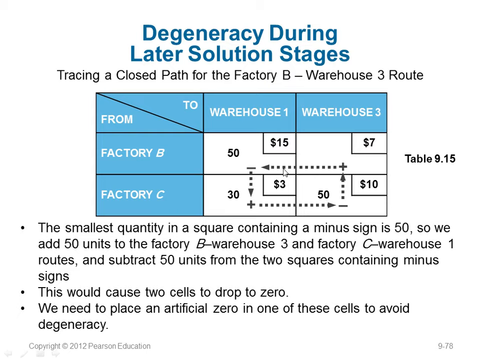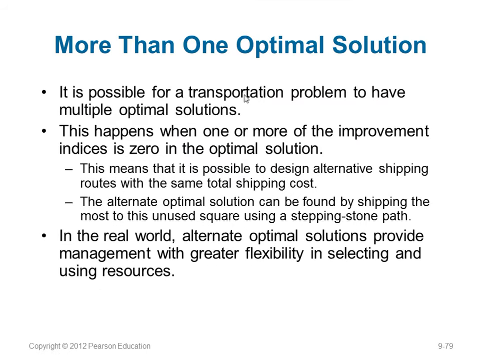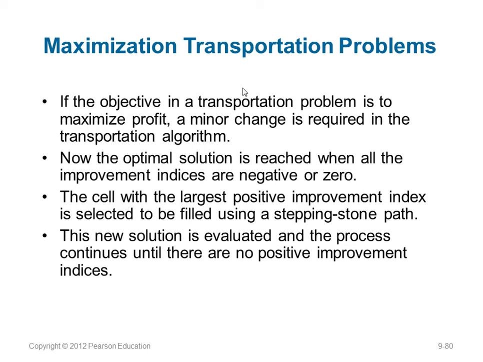Okay, you lose 2 cells, so this will generate degeneracy. Sometimes it is possible that you have more than one solution for transportation, more than one optimal solution. This can be found out by looking at the improvement index. If the improvement index of a specific entity becomes 0, that means there is more than one optimal solution. It gives you flexibility, so you can choose between them. Next is about the maximization transportation problem.